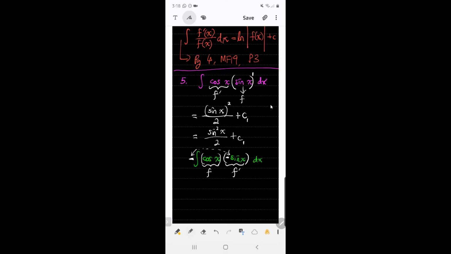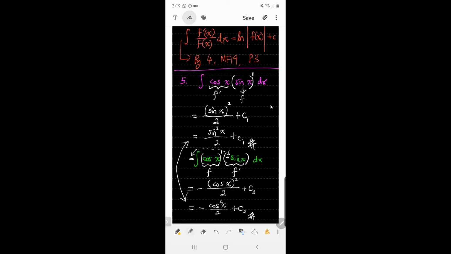So now I have, therefore the result is negative. The power is still 1 here. So I have negative bracket cos x squared divided by 2 plus c2. So you see, the first answer is correct: sine squared x over 2 plus c1. The second answer, negative cos squared x over 2 plus c2, is still correct. You see, the two of them are actually correct, right? But you may have different c1 and also c2 value.